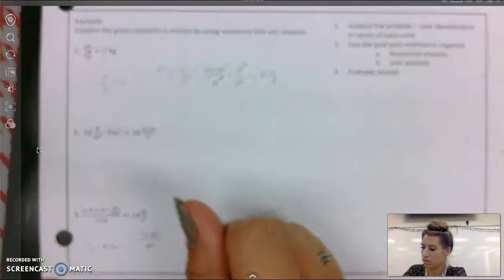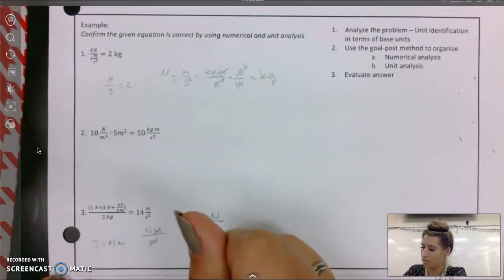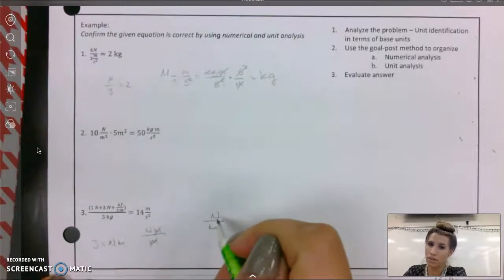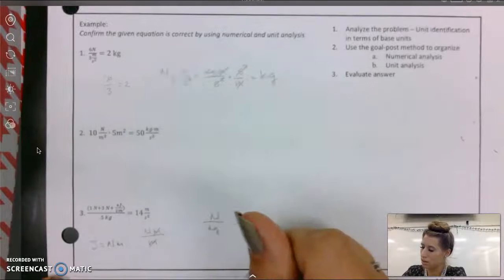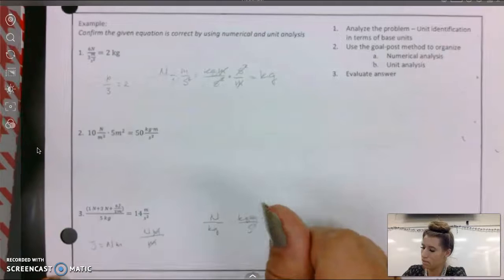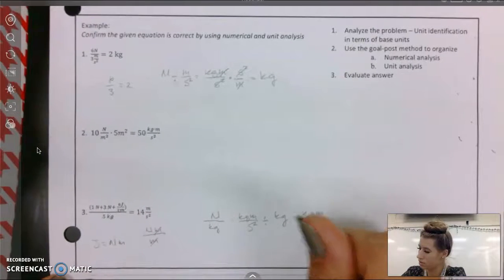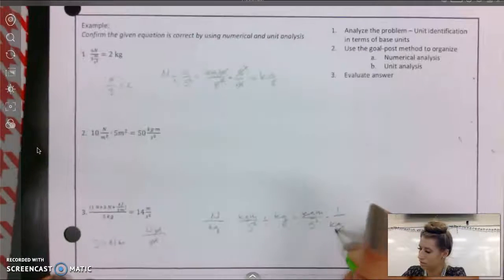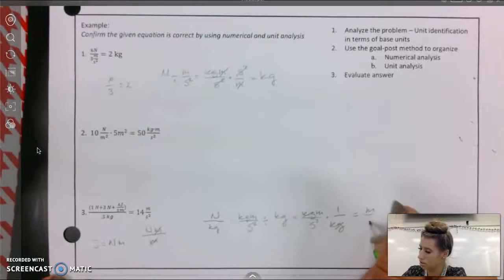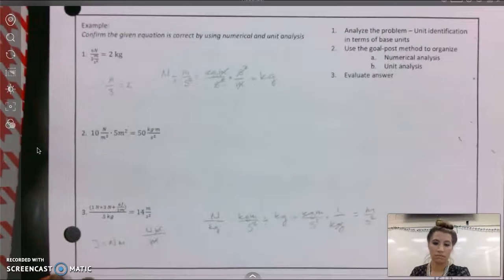So on the top of my fraction I have newtons and I'm dividing by kilograms. Well, Newton is a derived unit. So let's take that derived unit, kilogram meter per second squared, and we're going to divide that by kilogram, which is the same as multiplying by the reciprocal. Kilograms cancel, and I'm left with meters per second squared. Now numerically, check if that works out. Do you in fact end up with 14?